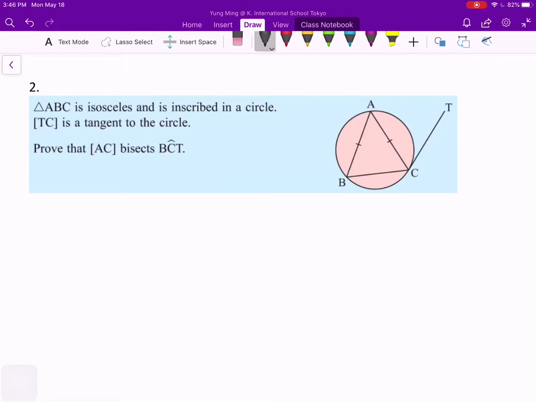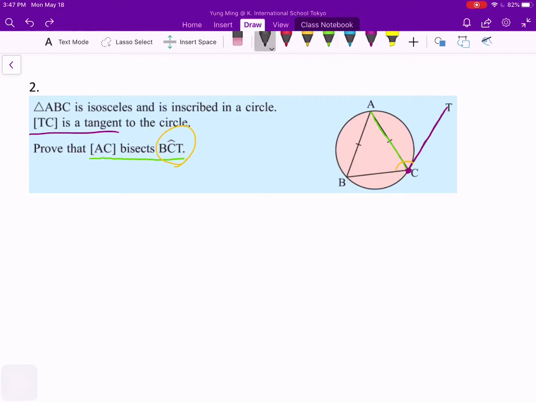So let's look at another one. We're given that TC is a tangent, so here we have a tangent. Our goal is to prove that this AC line will cut an angle called BCT into two equal pieces. So we have this angle over here. This statement is claiming that we should be able to cut that into two equal pieces. We're going to find out whether that's true or not. So we're not going to mark the crosses yet, because we don't know whether they're exactly the same until we prove them.